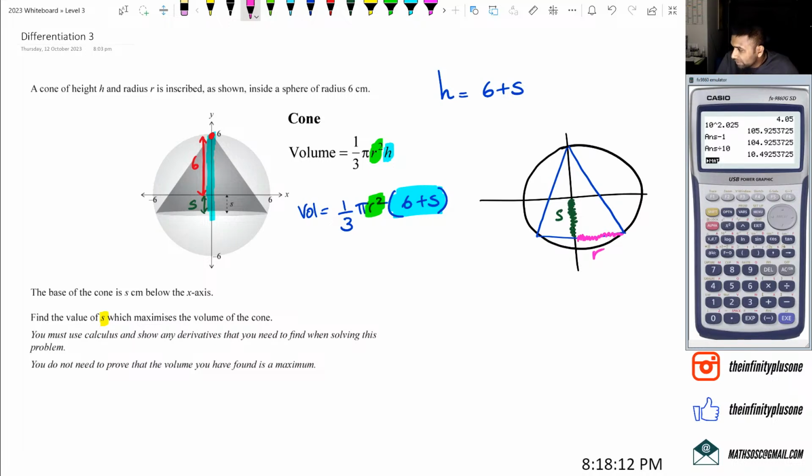So what I'm going to do here is put a little right angle triangle, because I know that the red line is equal to 6, because that's from the center to the edge of the sphere. Let me know if you guys are happy with what I've done there so far.